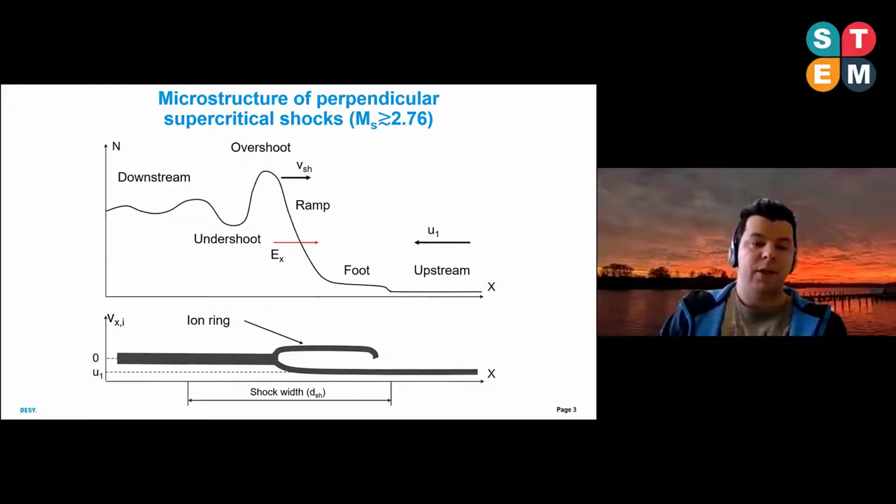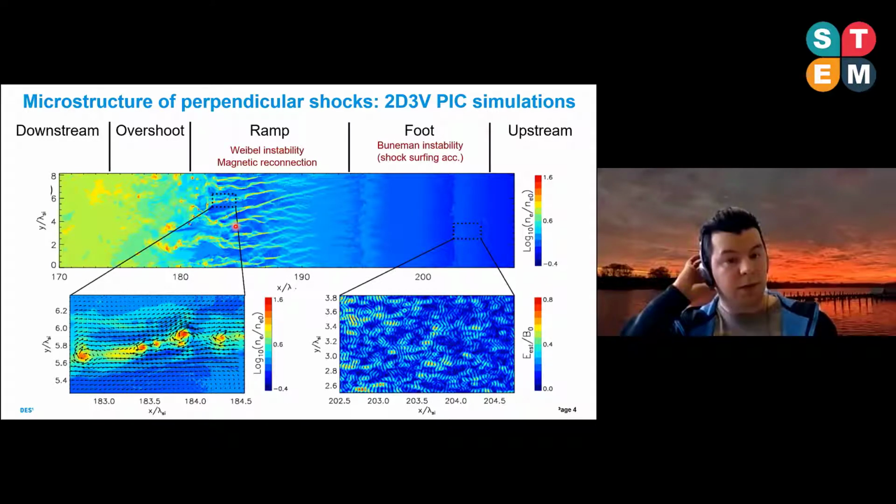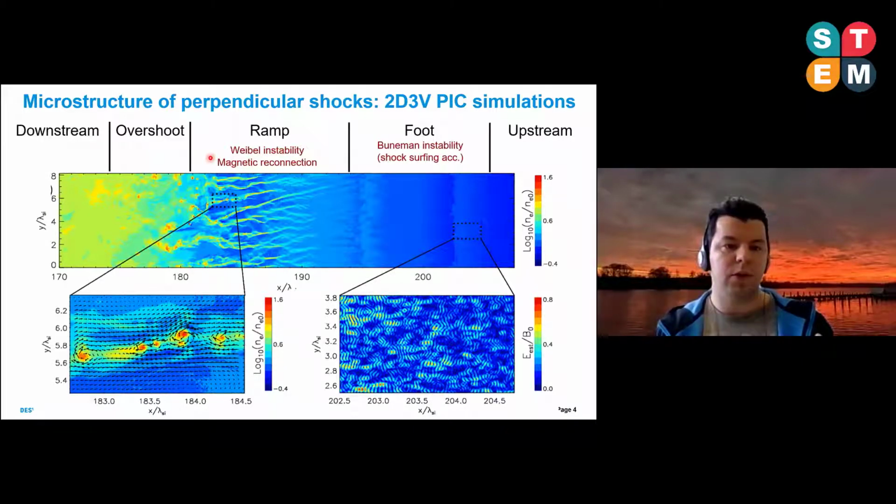But if we look at some details, the shock looks way more complicated. As I said, interaction of these shock-reflected ions with the upstream plasma produces various instabilities depending on the shock parameters. In the shock foot, we have the Bohdan instability, which is an electrostatic type instability that heats and accelerates electrons. Deeper in the shock, we have the Weibel instability, presented by these dense filaments. Later on, it can develop into magnetic reconnection, producing a very turbulent ramp and overshoot region.